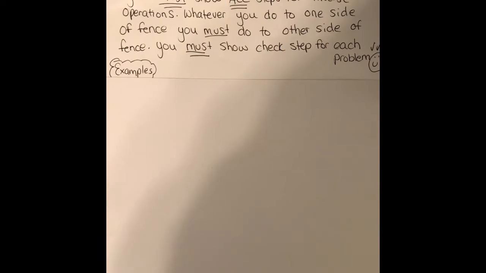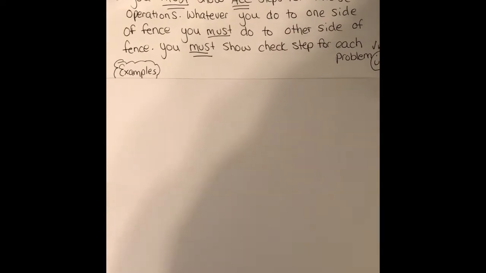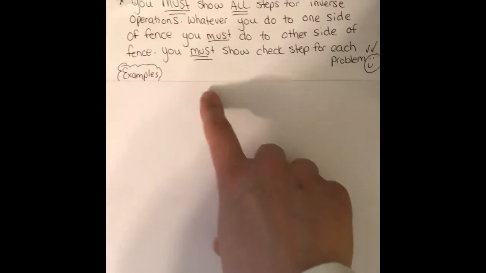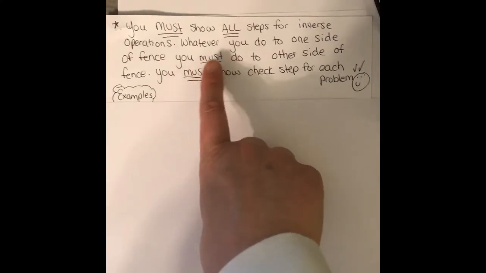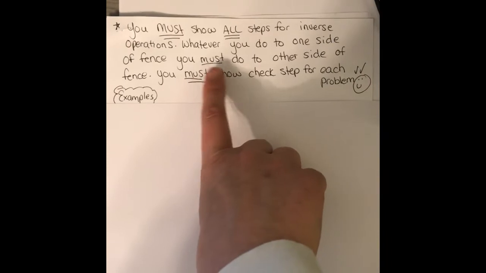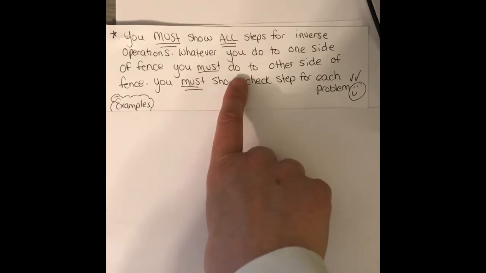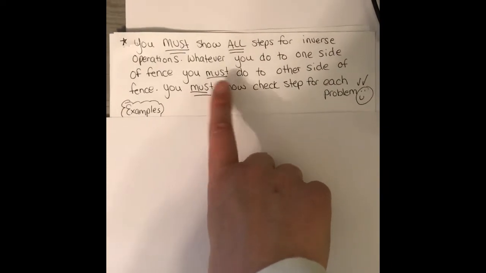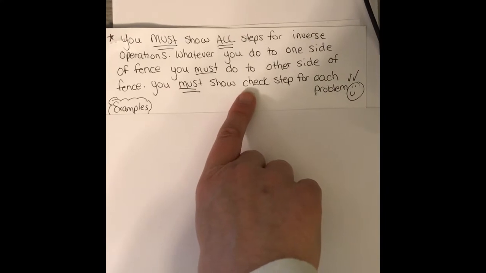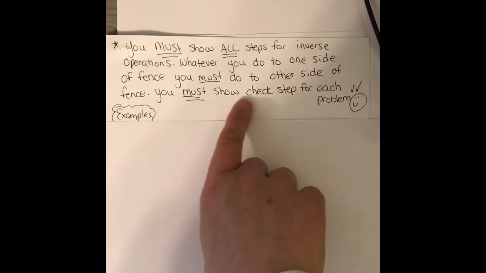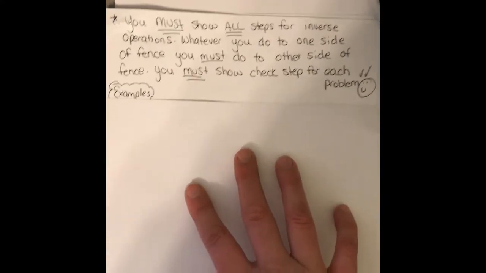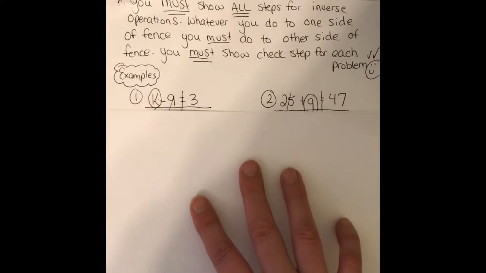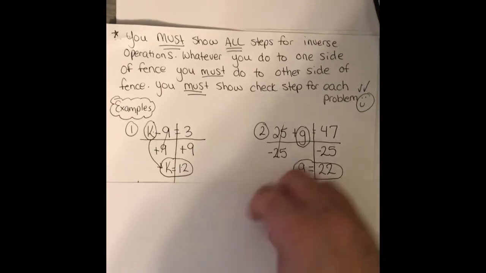Okay, so let's look at a couple of examples here. This just tells you you must show all your steps for inverse operations. Whatever you do to one side of the fence, you must do to the other side of the fence. So if you're subtracting 4 on one side, you have to subtract 4 on the other side of the fence. And you must show a check step for each problem. I know you're excited about that. So let's look at these.